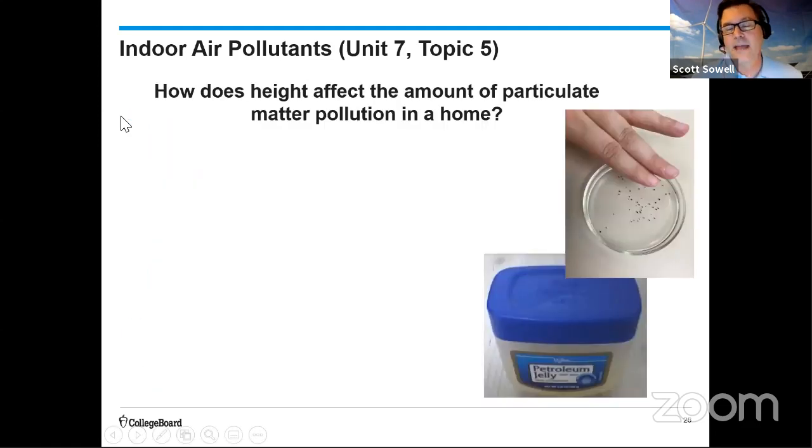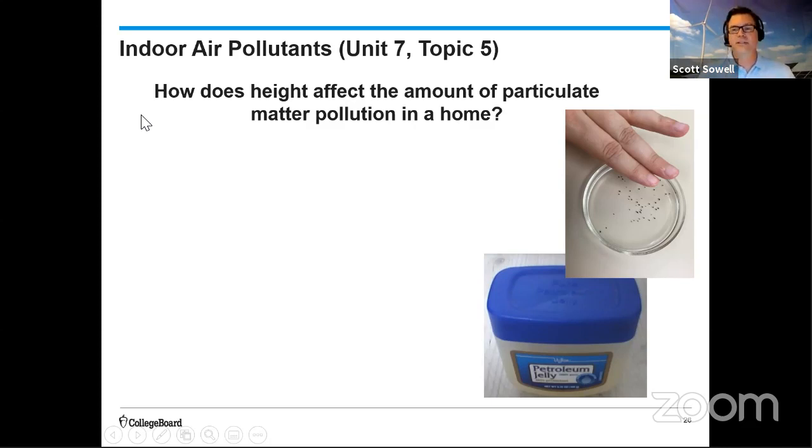So thinking about that, what kind of experiment could you design? Well, one of the things that I do with my students is one that's pretty common, where we can take a Petri dish and put a thin layer of Vaseline on that Petri dish and set it out in different places to see how much particulate matter sticks onto the Petri dish. So one of the questions that we always look at is, how does the height affect the amount of particulate matter pollution in a home?